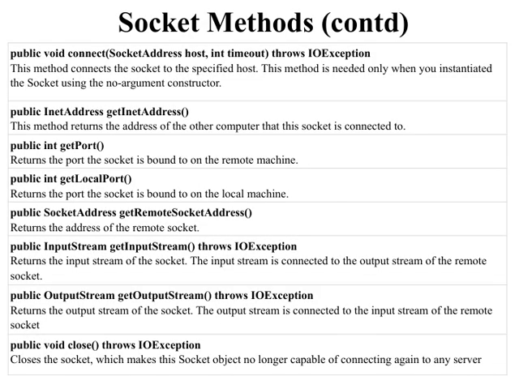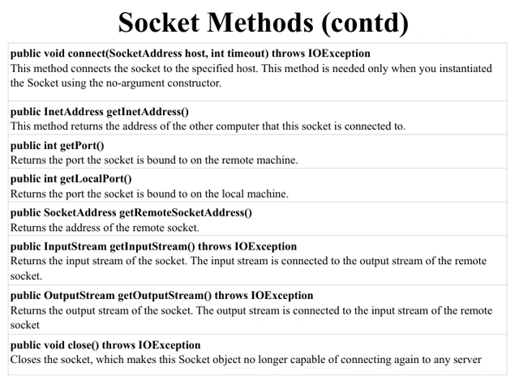Let's take a closer look at some of the key methods available in the Socket class. First, the connect method allows us to establish a connection to a specific host and port, which is essential when we create a socket using the no-argument constructor. Think of it as dialing the phone to connect to someone.